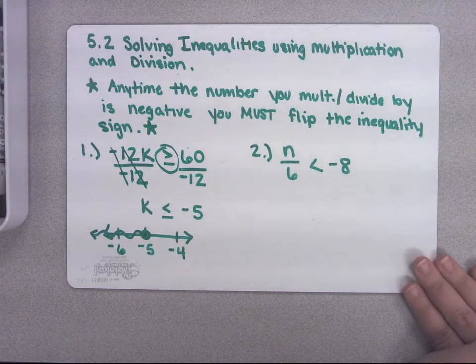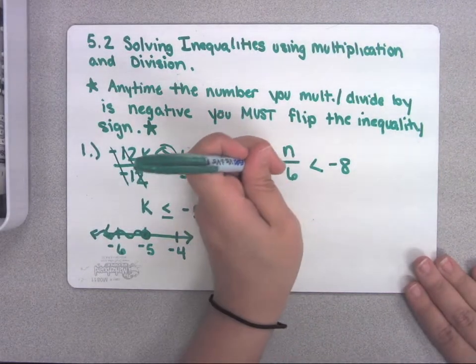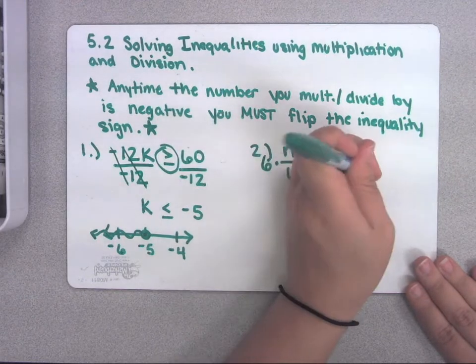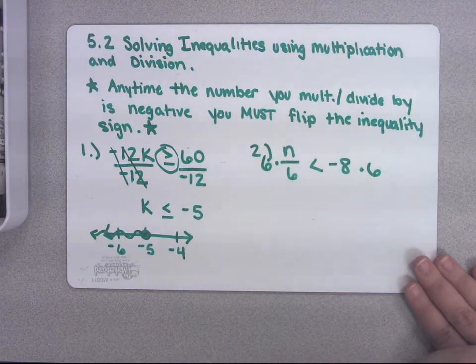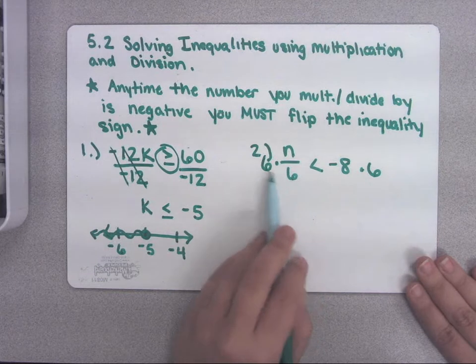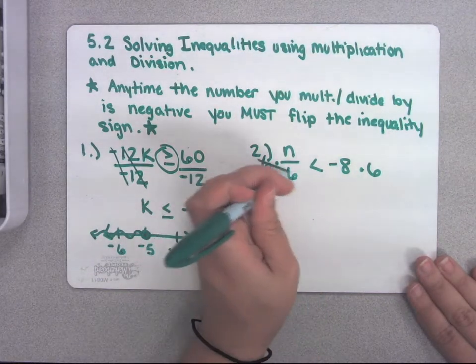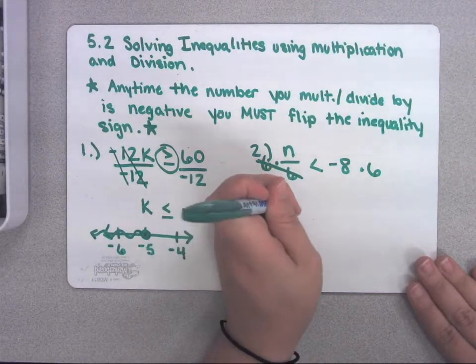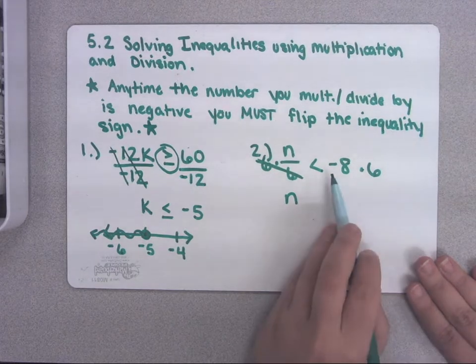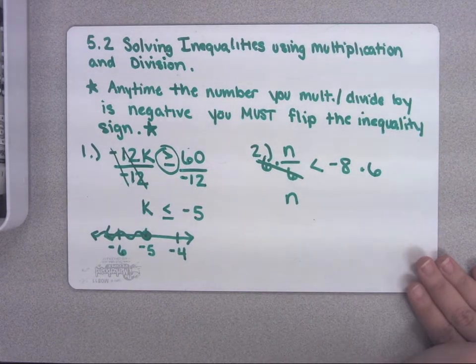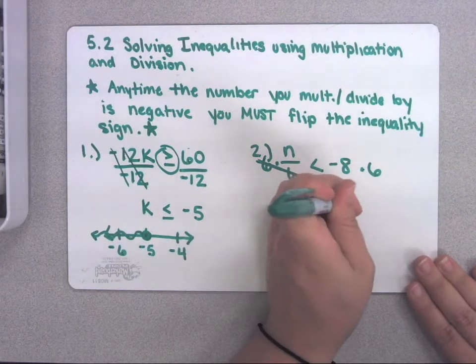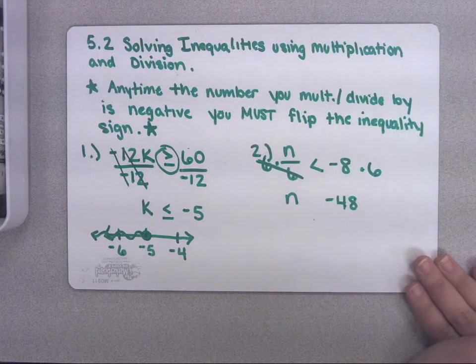How do we get, Connor, the variable by itself? You multiply by 6 on both sides, right? 6 times this side and 6 times this side. What happens on the left side with the 6's? They cancel out. What's the only thing left over there? N. What do we do with the negative 8 and the 6? Actually multiply them. What's negative 8 times 6? Negative 48. What about my sign?